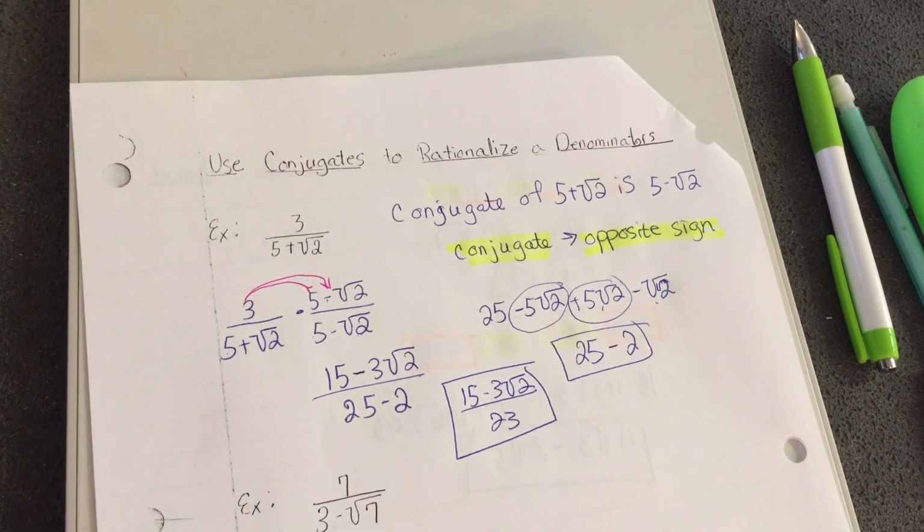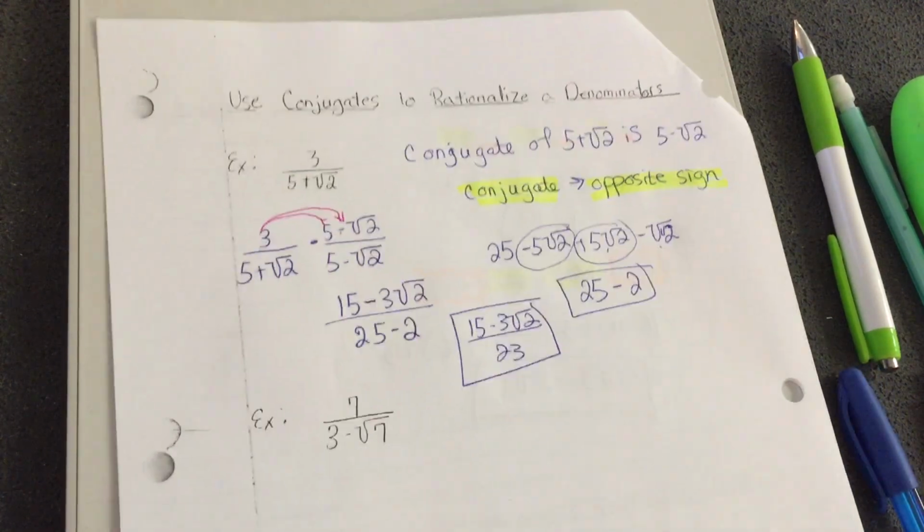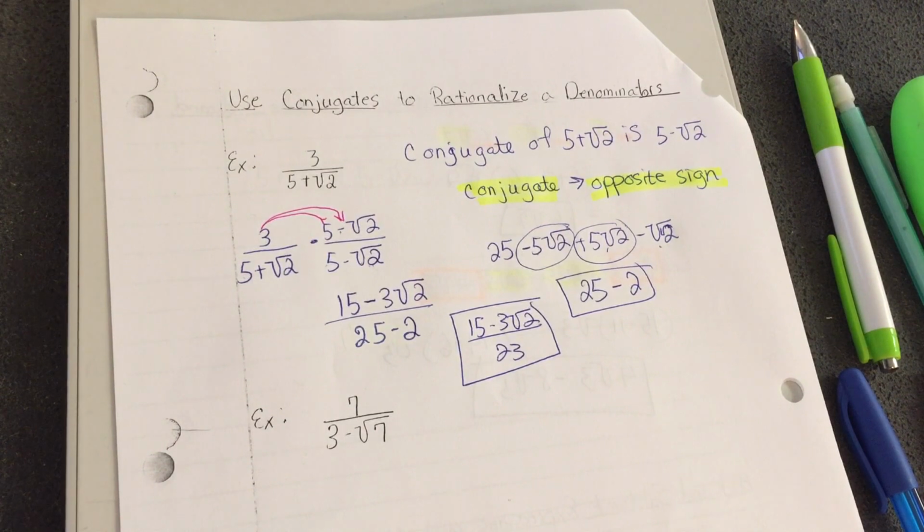So before I do another one with FOIL, let's practice. That's how I did that other one. It's really a difference of squares. Do y'all see that? Because look, you have the same A term, the same B term. You have a plus and a minus. So what is A squared? Hold on. Let me refresh your memory.